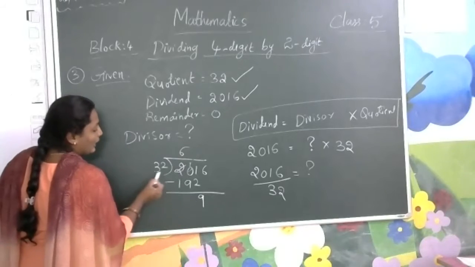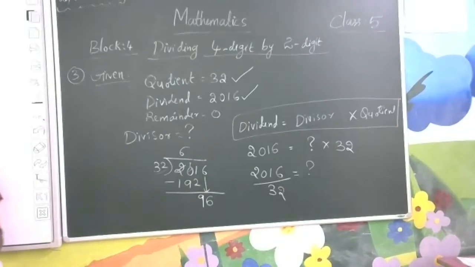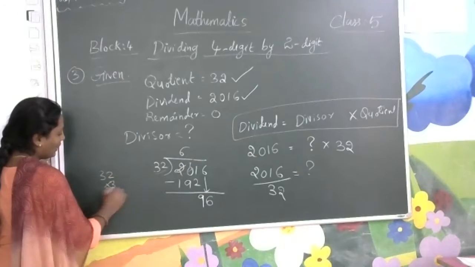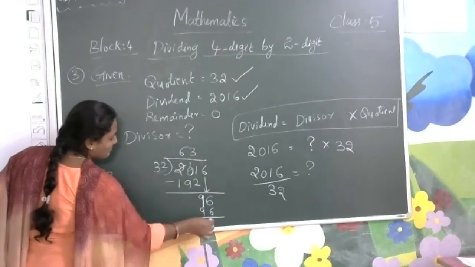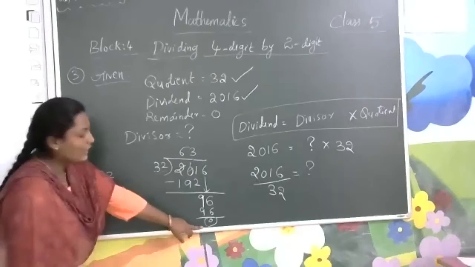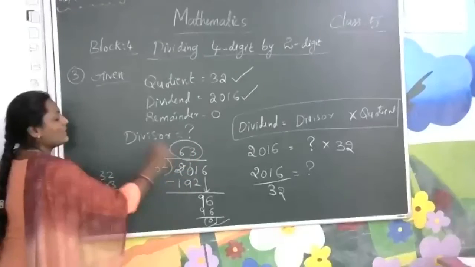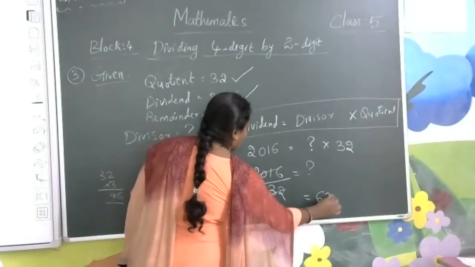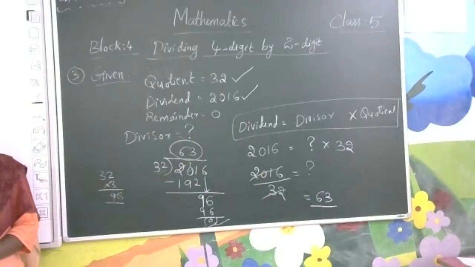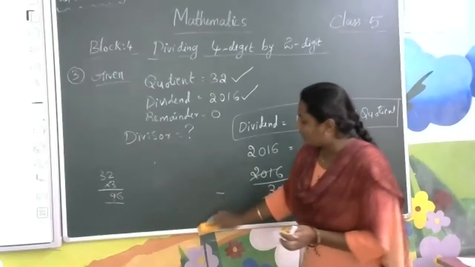So next number we have to check. In the original table, do we have 9? Not there. So bring the next number, that is 6. It changes to 96. So in the original table, 96, how many times is possible? 32 into 3. 3 6s are 18, 3 3s are 9. So 32 into 3 is 96. Okay. So we got 0 remainder. We got 0 here. So this we have to take into consideration. That is the answer 63. So the divisor is 63.